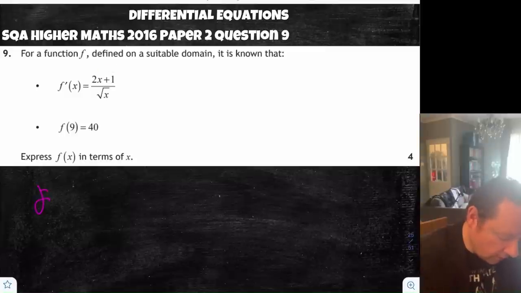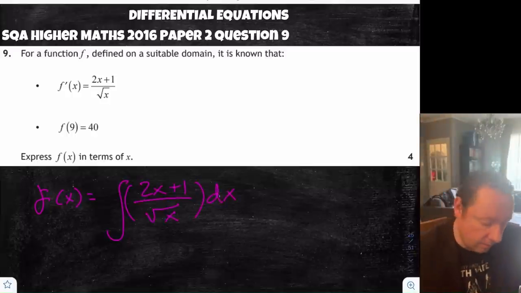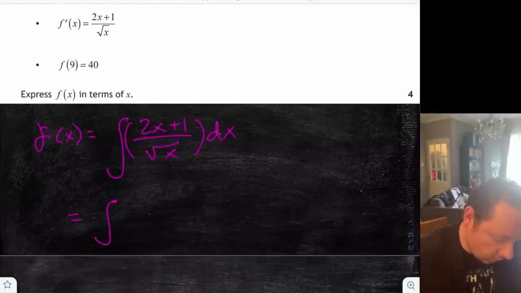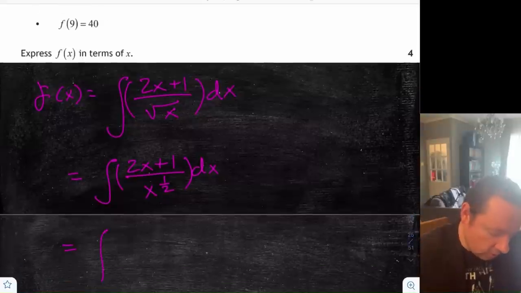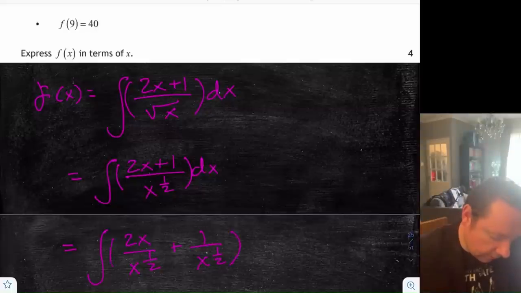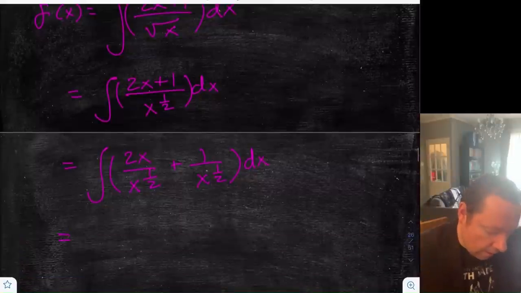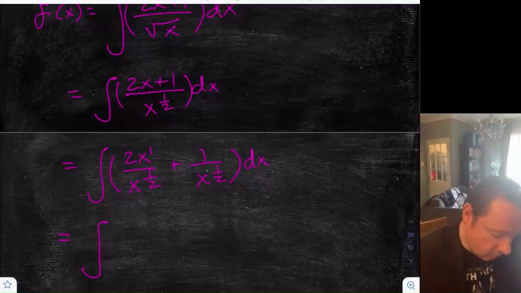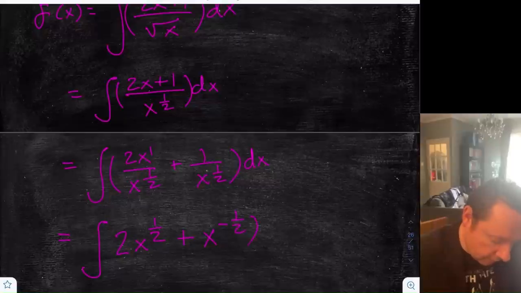So I can just straight away say that f of x is the integral of 2x plus 1 over root x dx. Now I need to get that ready to integrate, so that is the integral of 2x plus 1 over x to the half dx. I can split that up into two separate fractions, 2x over x to the half plus 1 over x to the half dx. If that is a 1 power, 1 minus a half is just a half, so this simplifies to 2x to the half, and then that's plus x to the minus a half dx.